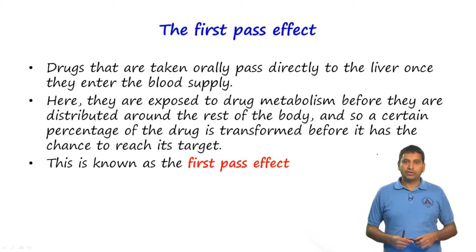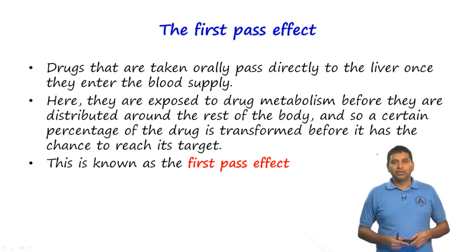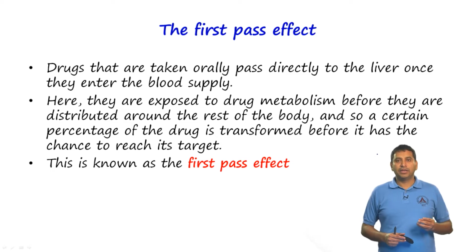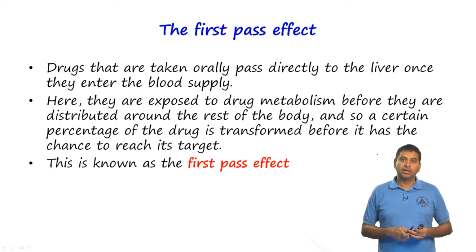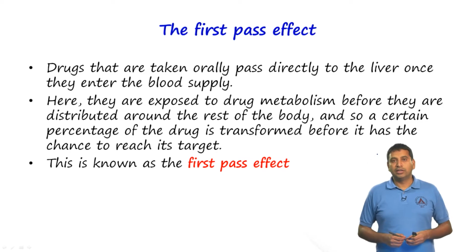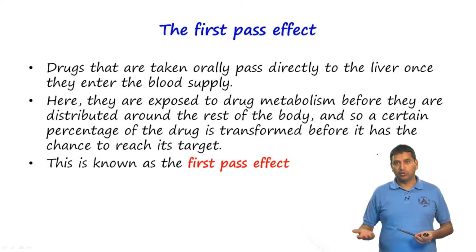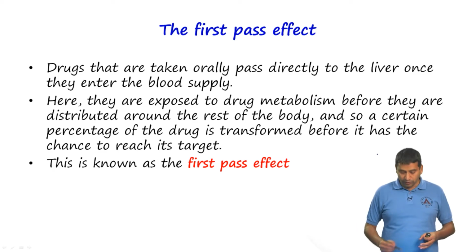So, before we go forward, let us understand what the first pass effect is. What happens when you take a drug orally is that it goes into the stomach, and from the stomach it gets degraded in some part to metabolites, and then it goes into the upper intestine, and as well as in the stomach it is absorbed into the blood, right. So, once it gets into the blood, it has to go to the liver, right. In the liver it is exposed to various metabolism pathways such as cytochromes P450. So, before it is distributed around the rest of the body, a certain percent of the drug is actually transformed to some metabolite. This effect is known as the first pass effect.